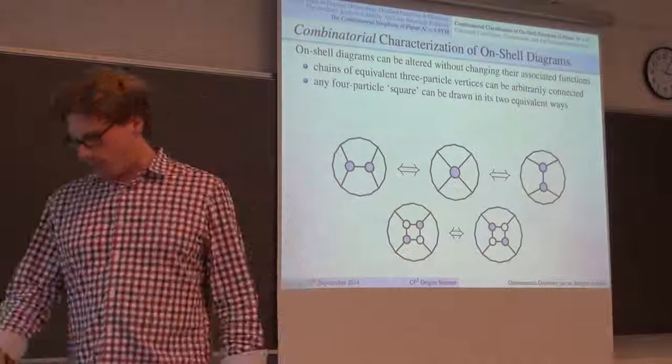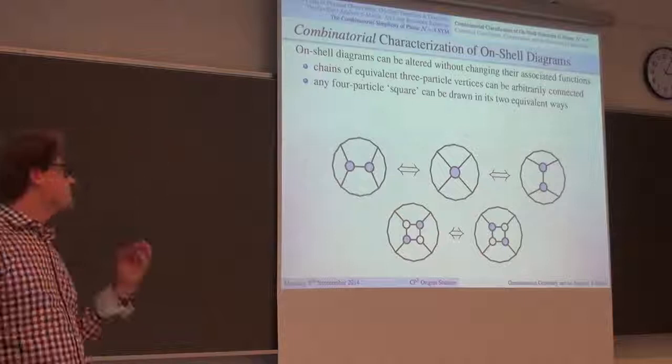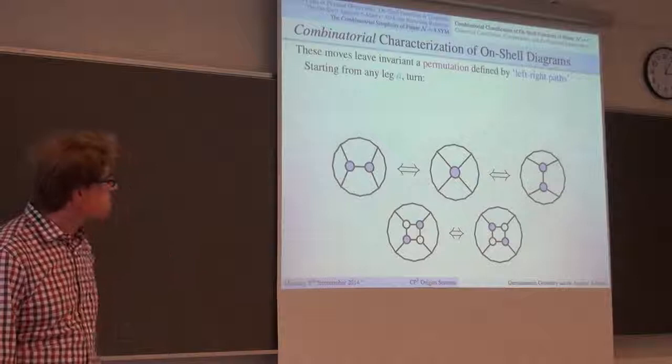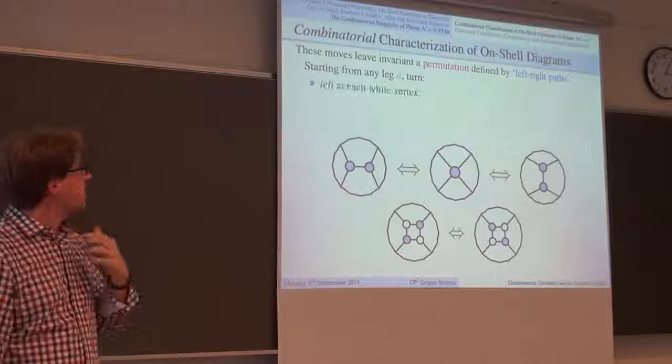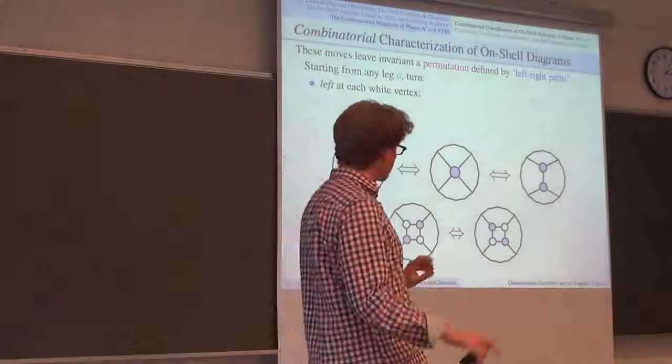Now, it was noticed by Thurston, who actually went the other way logically, that these moves leave invariant a very simple combinatorial description characteristic of the graph. For any two-colored graph whatsoever, you can associate with it a permutation. The idea is as follows. You start with a graph, any planar graph, and you label the legs on the outside. You start at leg A, and you follow it inward.